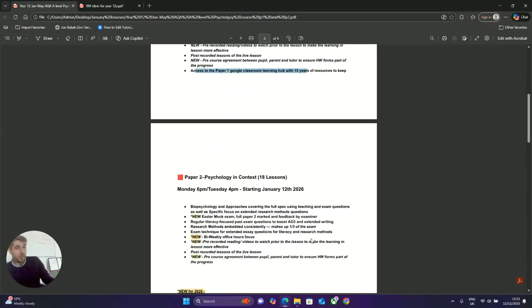So the Paper 2 course is very similar to the Paper 1 course, but it covers the Paper 2 topics over 18 weeks. So if someone was going to take both courses, it's 36 lessons over the 18 weeks, and they can choose to do both papers on the Monday or both papers on the Tuesday, or one of the papers on the Monday and one of the papers on the Tuesday.